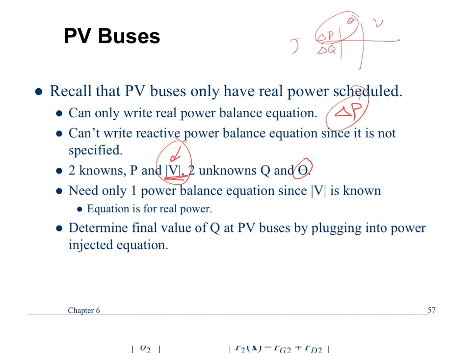All right? If you want to solve for Q, how would you solve for Q? Yeah, you just write a Q injection equation, right? All you have to do is write Q injected, and then you can solve for the Q, okay?